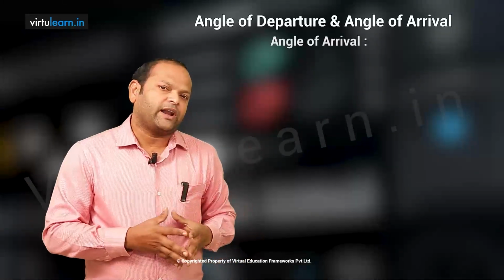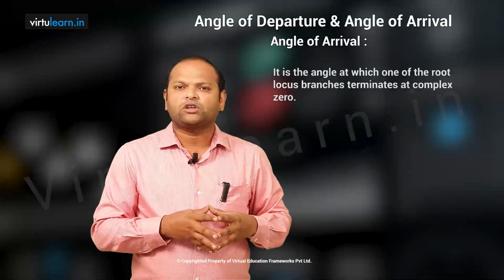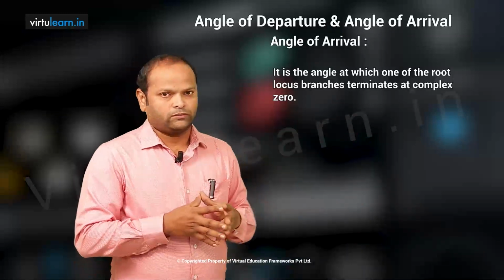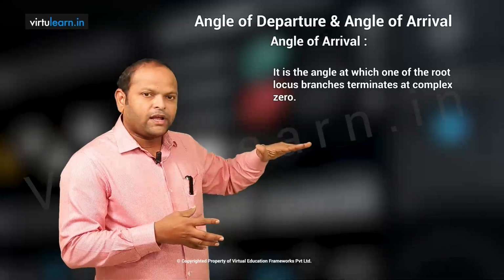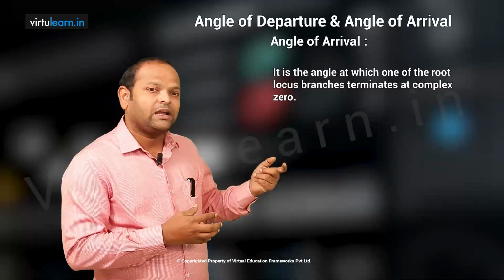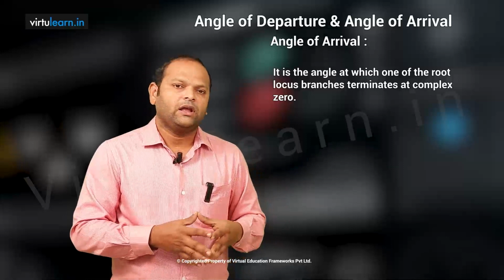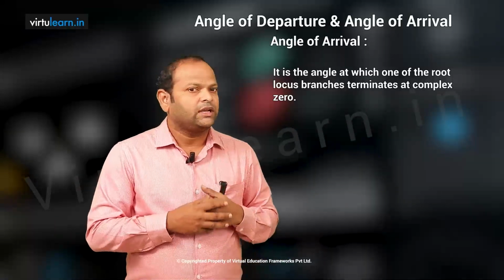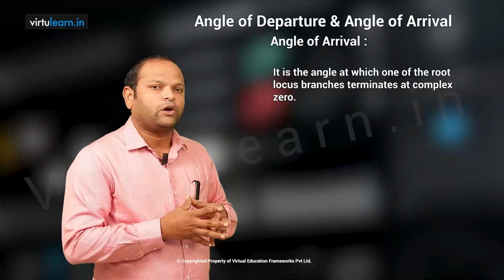What is angle of arrival? It is the angle at which one of the root locus branches terminates at the complex zero. Terminating is arriving. So at a complex zero my root locus branches are going to end up, and the angle at which it ends is the angle of arrival. From this it is very clear that if you have complex zeros in the open loop transfer function, then only we should calculate the angle of arrival, otherwise the calculation is not needed.